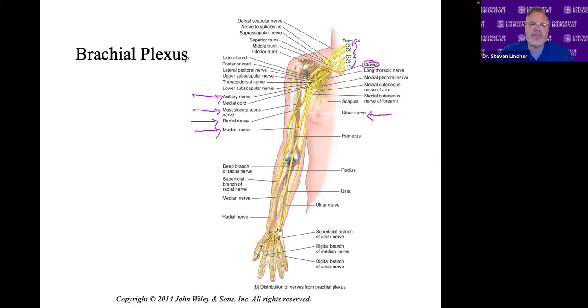Okay, so there's 5 terminal branches of the brachial plexus. Those terminal branches are these nerves, 1, 2, 3, 4, and 5. Okay, now each of these nerves are going to go to a group of muscles. They're going to control motor function. And they go all the way down to the fingers.